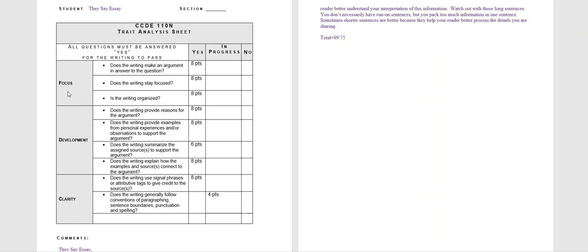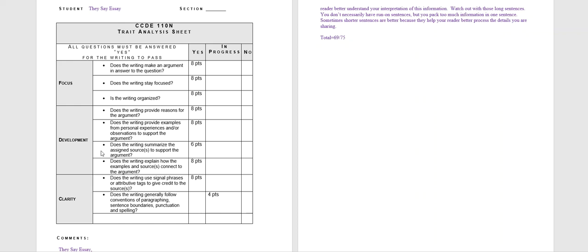So first off, with focus, the way to accomplish this and meet most of this criteria is to have a clear and strong thesis statement. And in your thesis statement, you should be making an argument that responds to the question that you're being asked to respond to. Your thesis statement should help you remain focused. So all your examples that you provide in your discussion should all somehow tie back to your thesis statement. And then your thesis statement helps you stay organized.